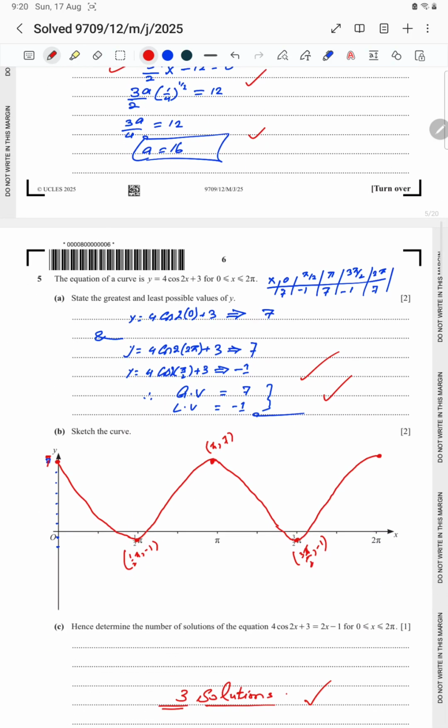So far the questions seem to be easy. And question 5, the curve has this one, state the greatest and the least possible value of y. We have different options to get it. Either you can do it directly, or this is 2 marks.